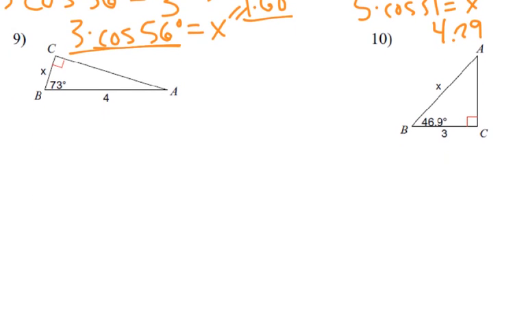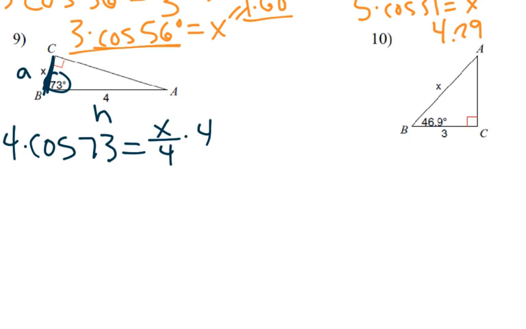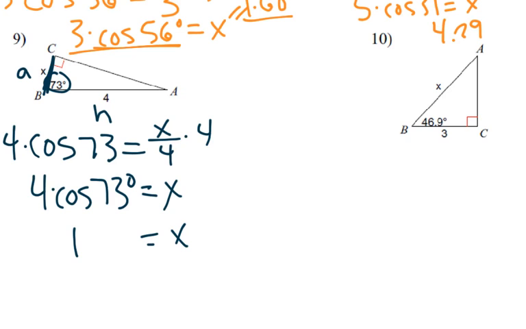Okay, so now let's go to number 9. Here's my angle. So I've got the adjacent and the hypotenuse. And apparently every single one of these is going to be cosine. So we set it up. The cosine of 73 degrees equals the adjacent over the hypotenuse. Times both sides by 4. 4 times the cosine of 73 degrees equals x. So x equals 1.17.